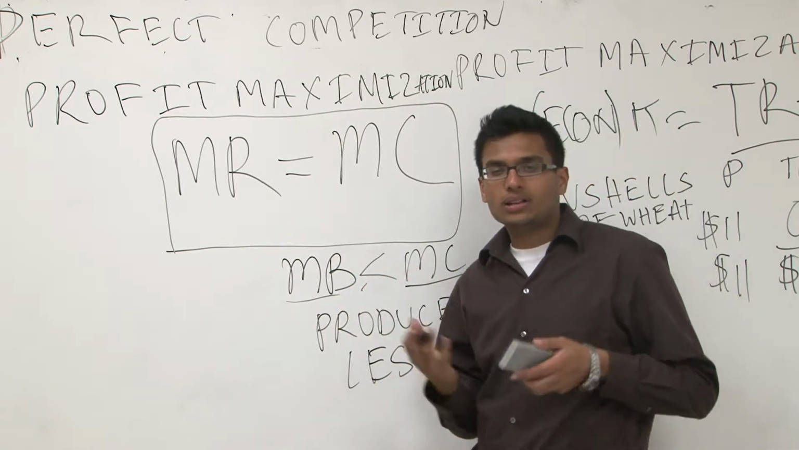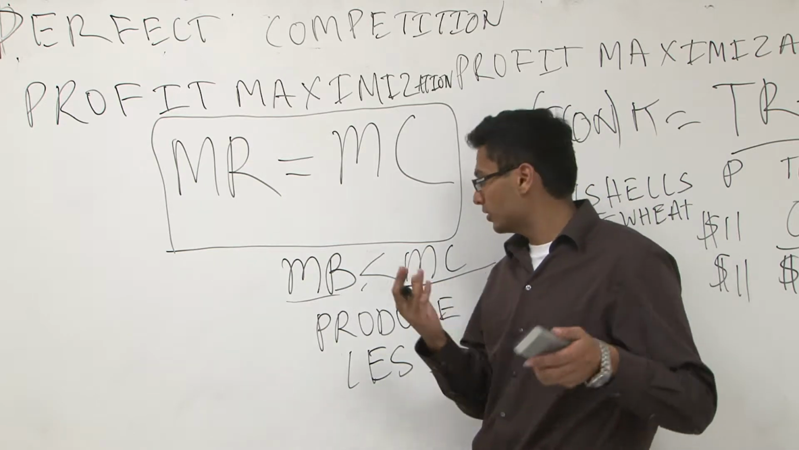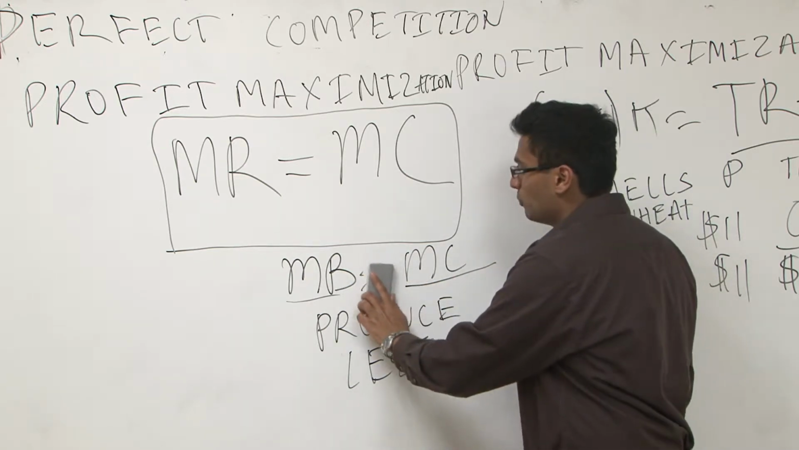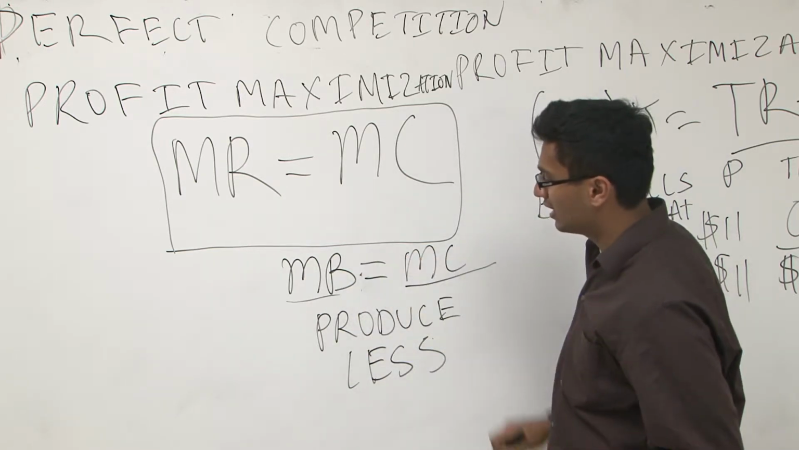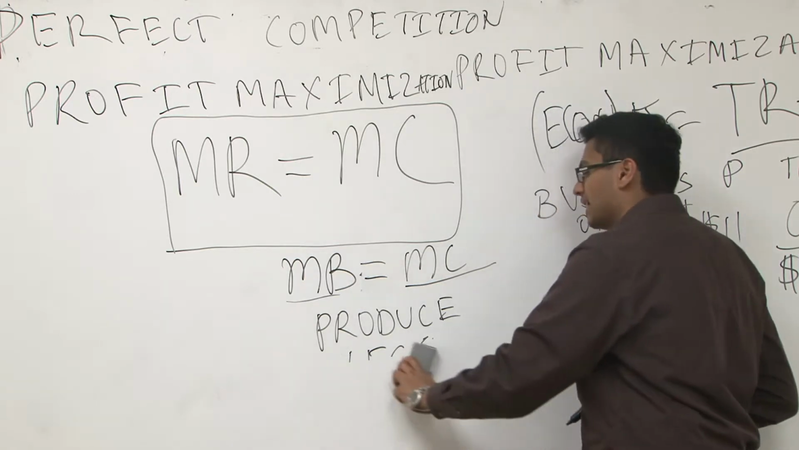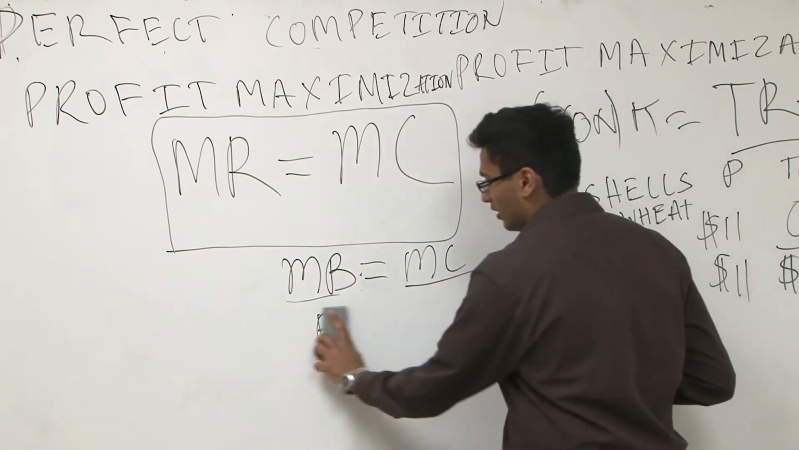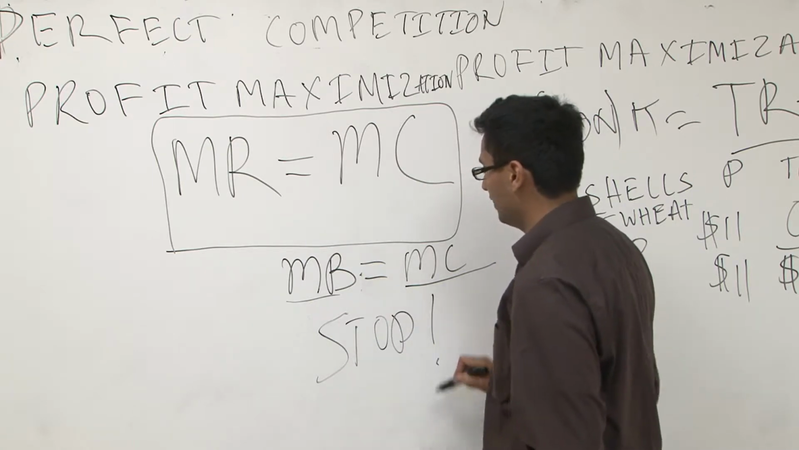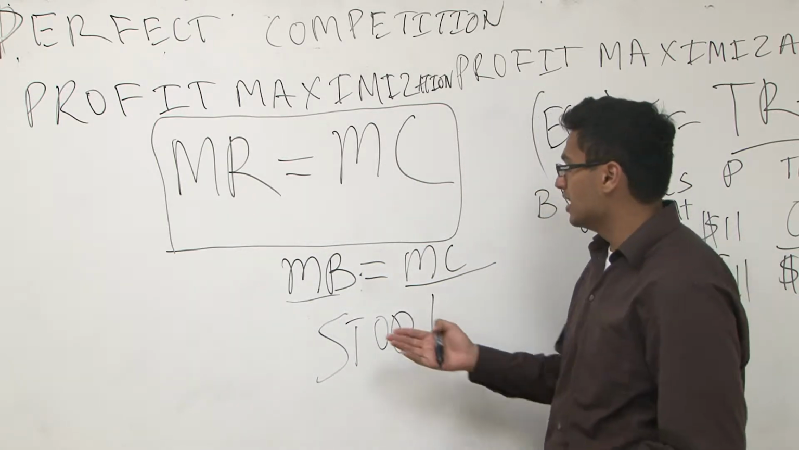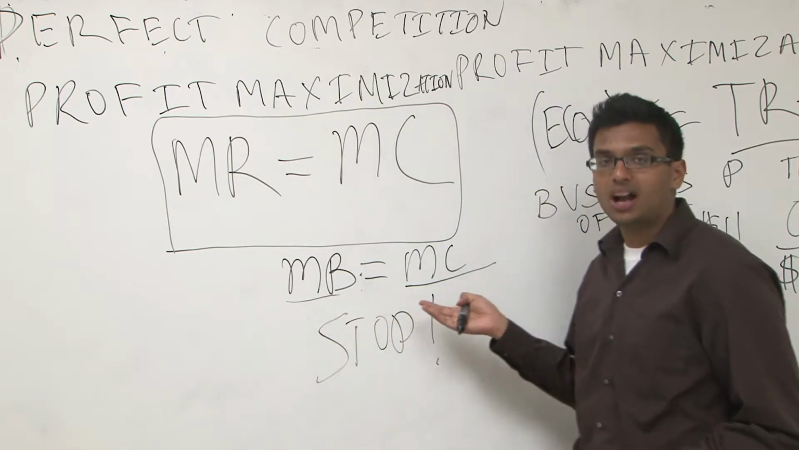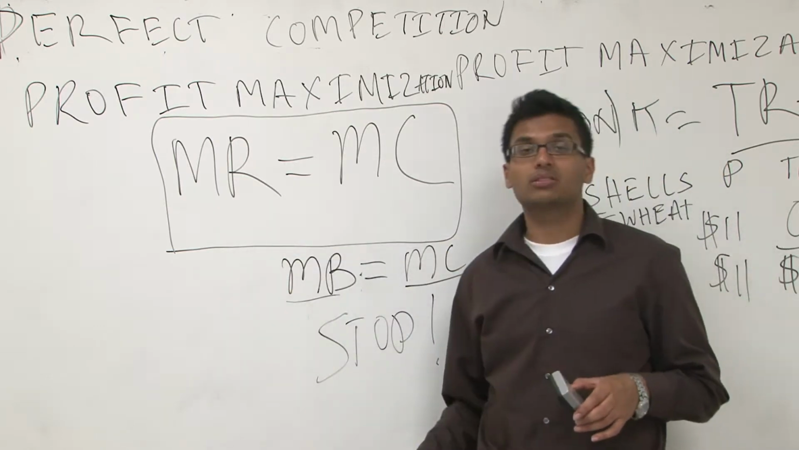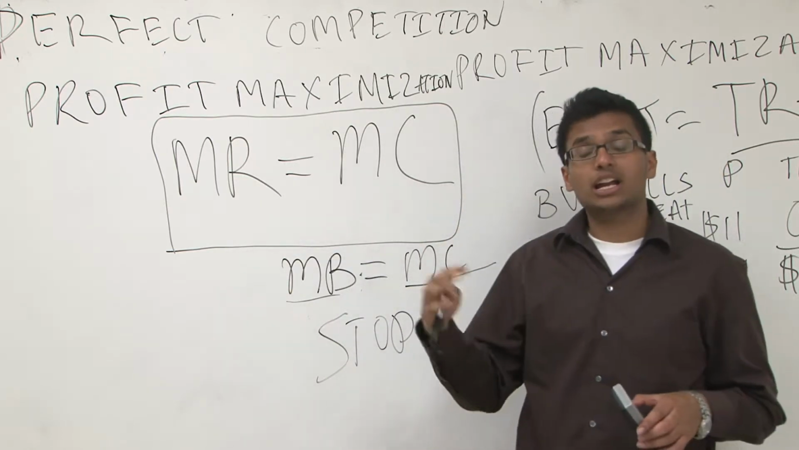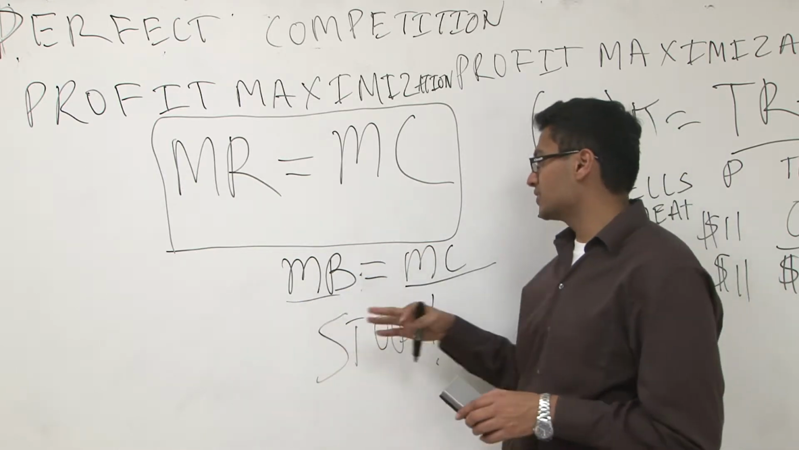Okay, so where do I stop? You're telling me produce more, produce less? Well, you probably can guess it, right? When marginal benefit equals marginal cost, you produce at that point. Or rather, you stop at this point, because your benefit is equal to your cost. Beyond this, you're going to make losses. Less than that, you're not going to be as efficient. So marginal benefit is equal to marginal cost.